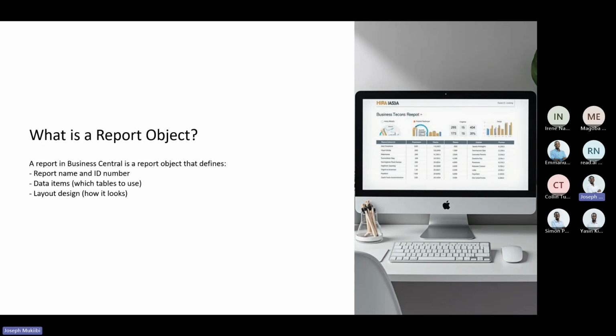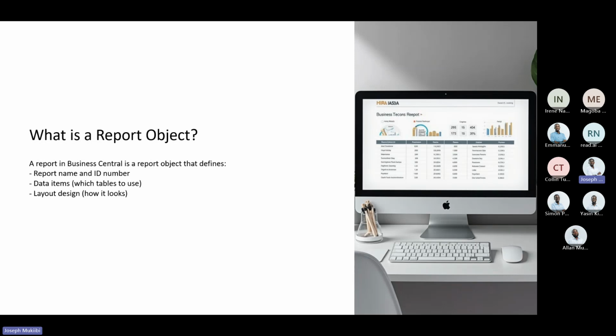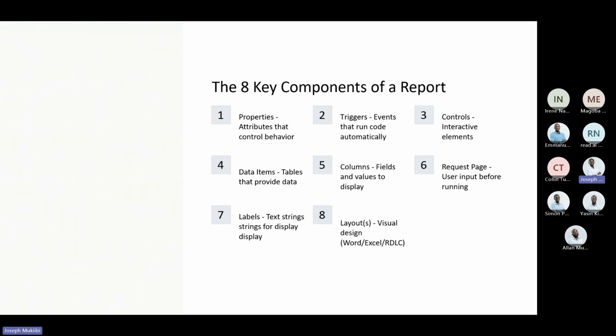A report in Business Central is an object that defines the report name, ID, the data item, which tables to use, and then the layout design, so how it looks. These are things that I've been doing on a daily basis, where we do the report name, then put in the ID, then specify the data item and then the layout design.